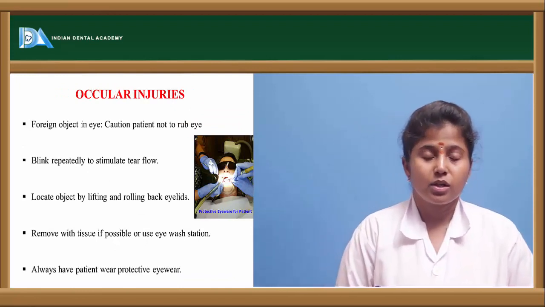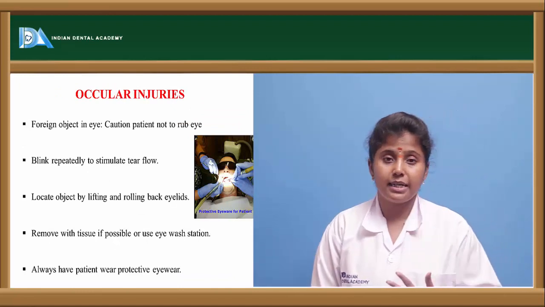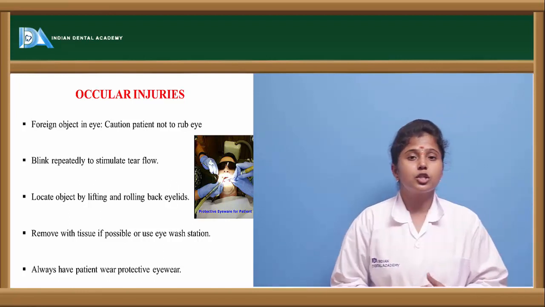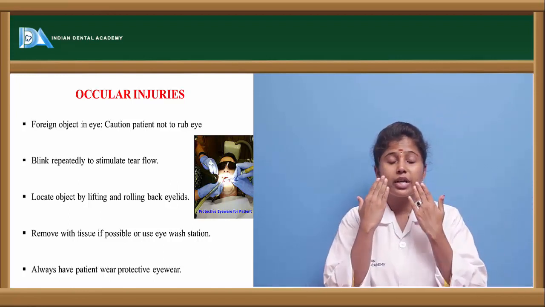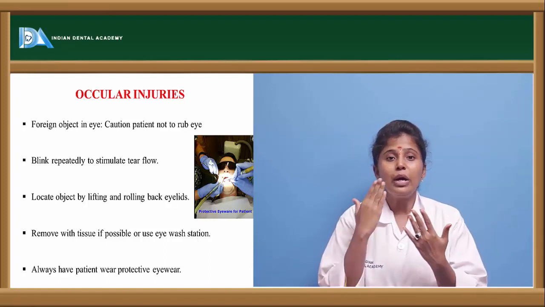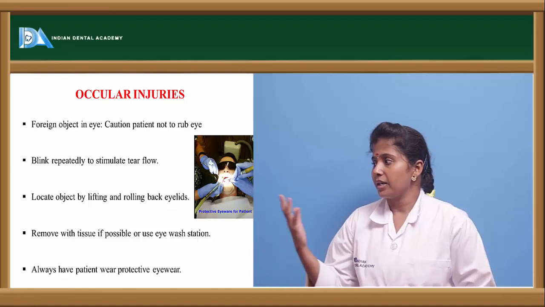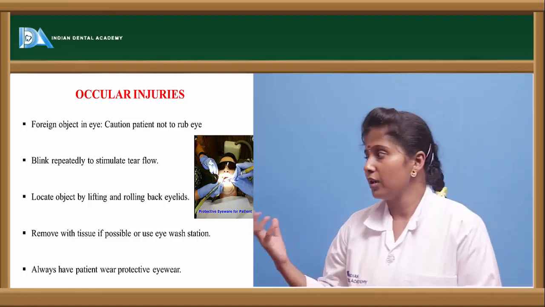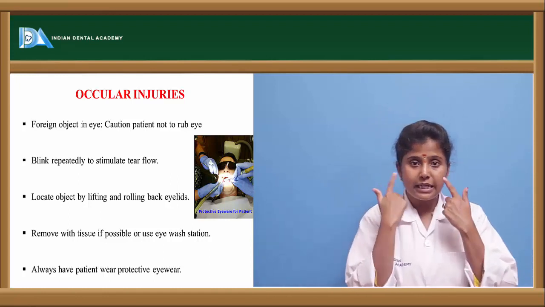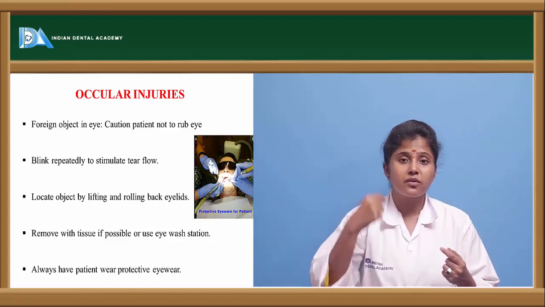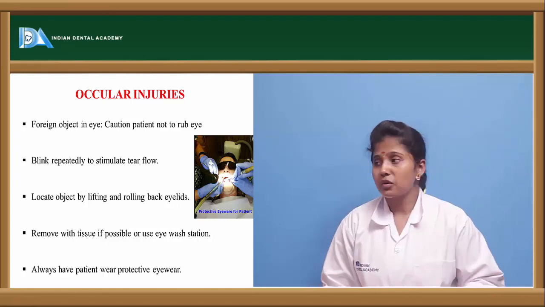Ocular injuries. So if there is any injury to our eye, then how can we take care? We need to make sure that the person's eyes are not exposed to any irritants, and blink repeatedly to stimulate the flow. So here, the tear flow, if there is any irritation to his eye, we need to blink immediately so that through the tears, whatever foreign particles are there come out of the eye.